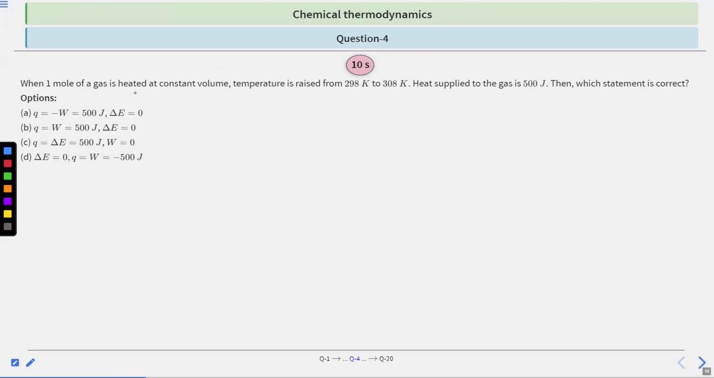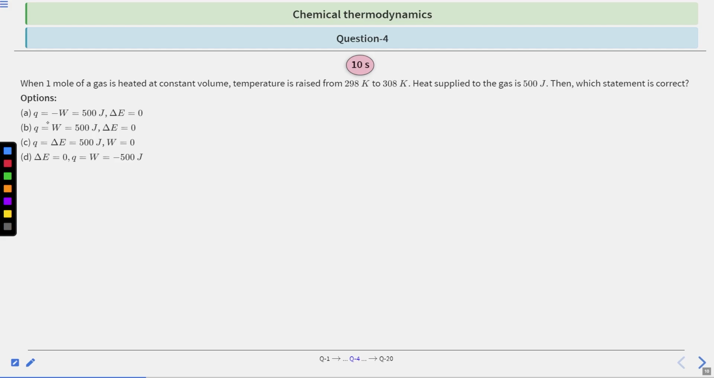When 1 mole of a gas is heated at constant volume, the temperature is raised from 298 Kelvin to 308 Kelvin. Heat supplied to the gas is 500 joule. Then which statement is correct?